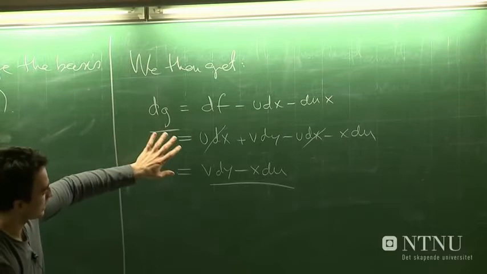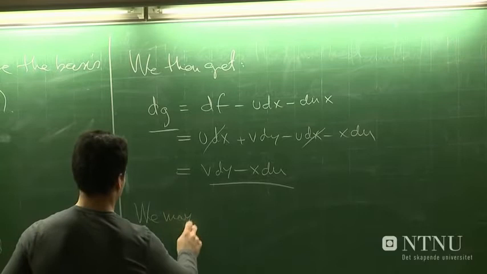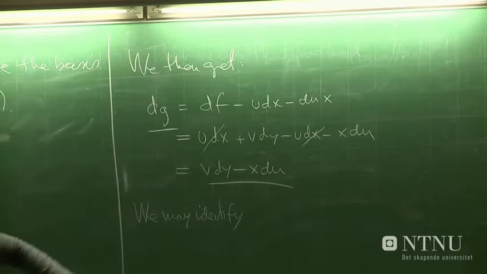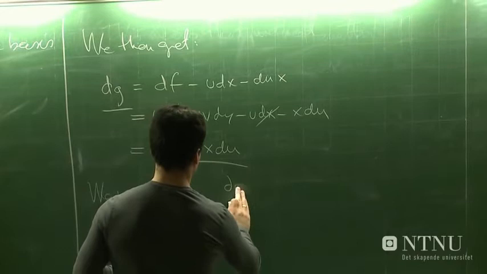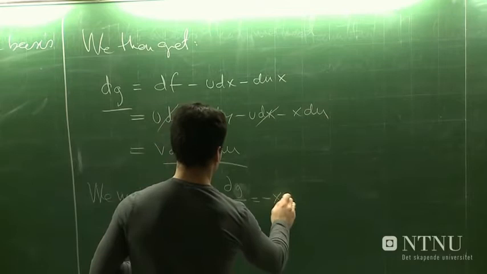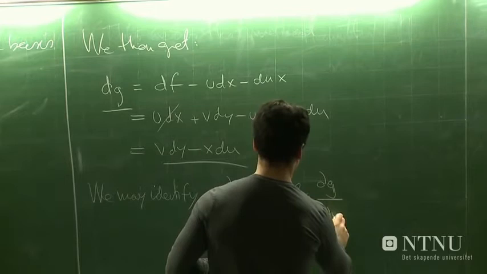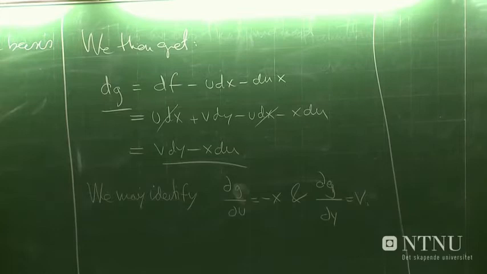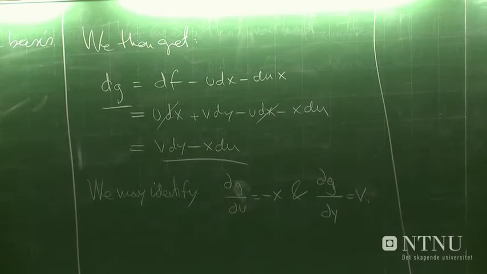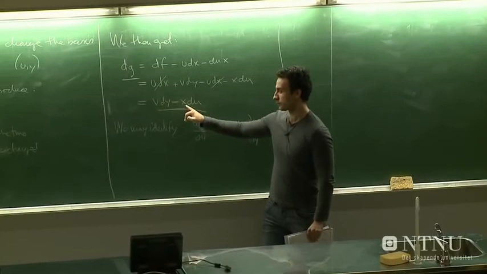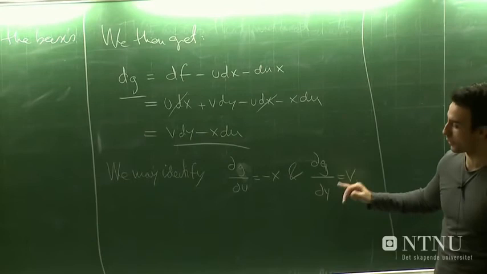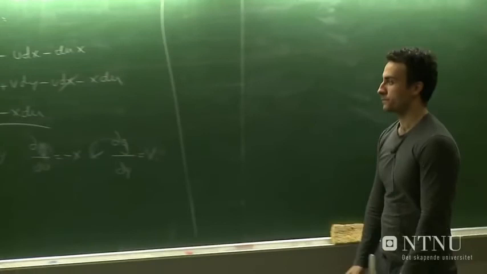So by comparing this with this expression, we can identify these two factors, v and x, in terms of the partial derivatives of g, namely the following. So we've changed the basis from x, y to u, y, and these two factors are now functions of u and y: the partial derivatives of this new function g with respect to u and y. Okay, that's a suitable place for a break.